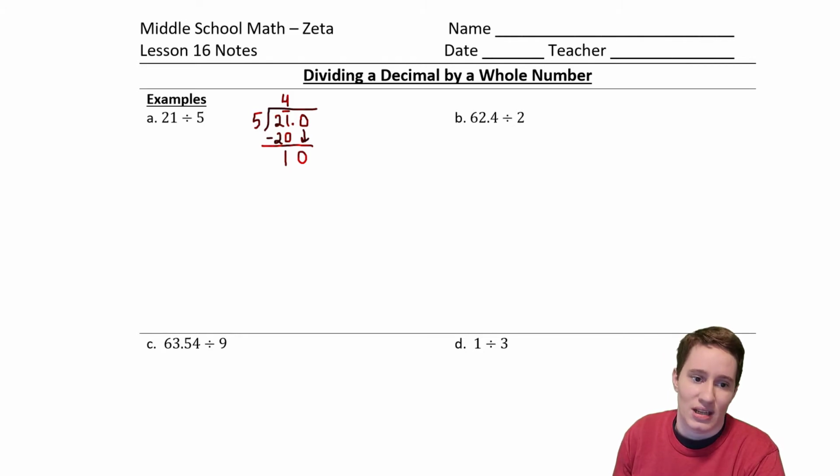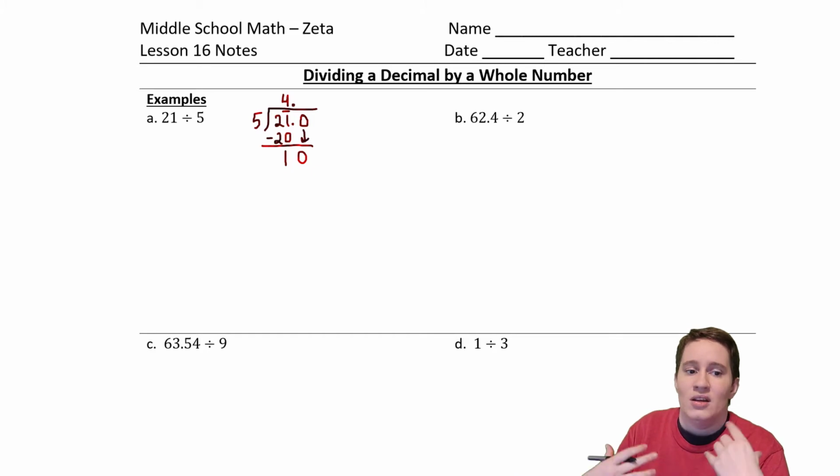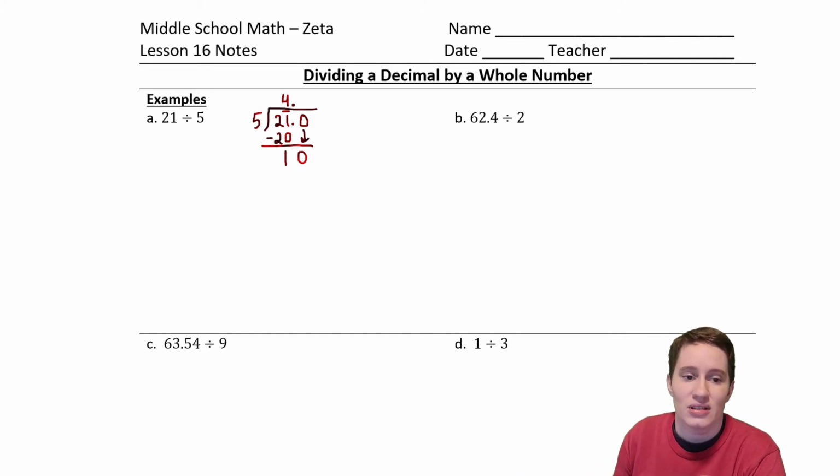We are going to say, since the decimal is in between that 1 and the 0 that I added, we're going to put the decimal up above it next to that 4. That is why we put the 4 above the 1, is to help us keep track of where the decimal point is supposed to go. Okay, so then we say, how many times does 5 go into 10? It goes in 2 times, minus 10, and we get 0. So there's nothing left for us to keep going.